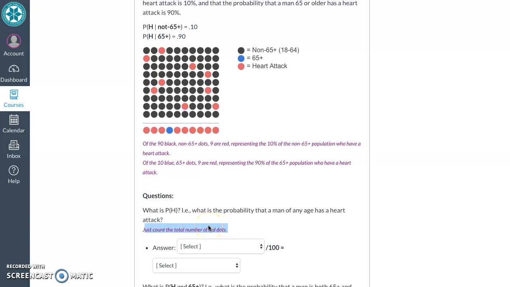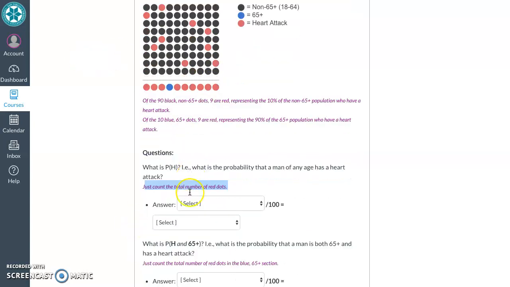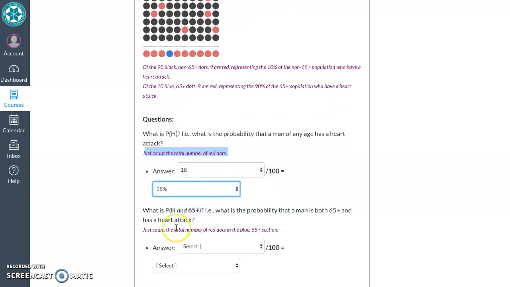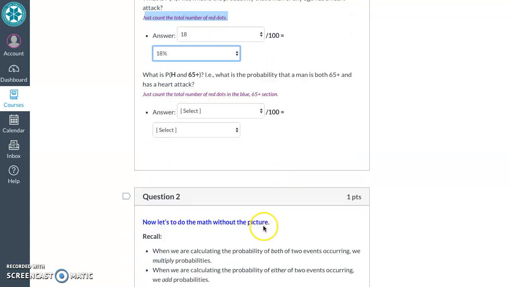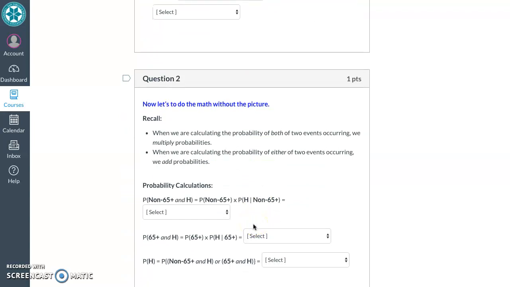So what's the probability a man of any age has a heart attack? This is just like the last time, where we just count the total number of red dots. And so you'll answer it: there are 18 red dots, which means 18%. And again, just count the red dots in the blue section. Now it'll ask you to do the math.